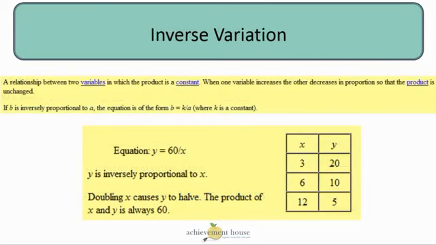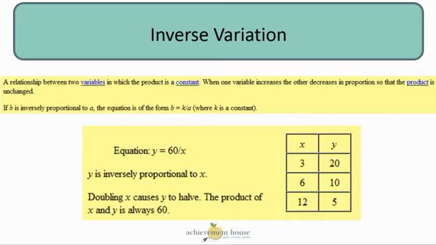Inverse variation is the opposite of direct variation. It's a relationship between two variables in which the product is a constant. So if I have y times x, it's going to equal a certain constant every single time. So when one variable increases, the other actually decreases in proportion so that the product isn't changed. So if b is inversely proportional to a, the equation is in the form b equals k divided by a, where again k is the constant, and we call that the constant of variation.